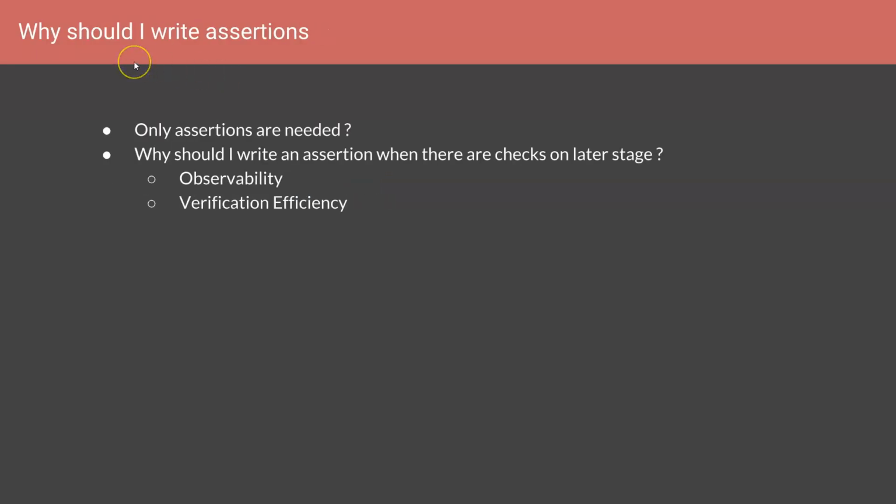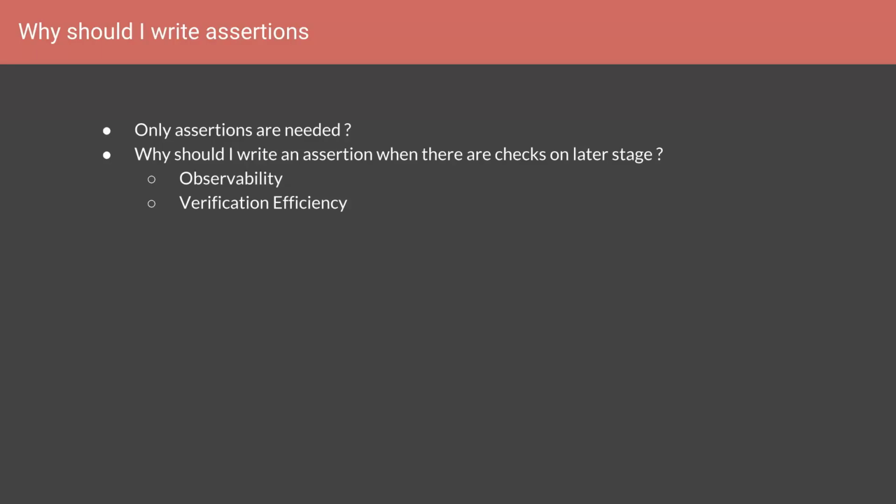The next question is, why should you write assertions in the code? So you know that assertions are embedded checks in the code. Before answering this question, let's see whether only assertions are required in the code, or do you need additional checkers and other verification steps if you are adding assertions into the code? The answer is, of course, you need additional checkers. Only assertions are not enough in the code.